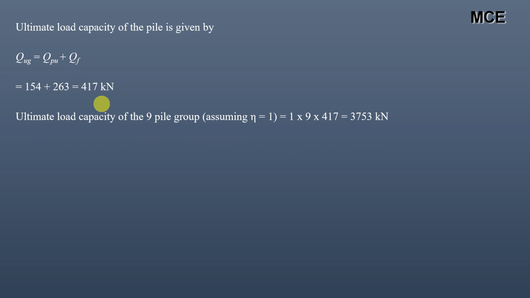But in our case, we have been given the spacing of 900 mm. When the spacing between the piles is large, then the efficiency of the pile group can be 1 or even more than 1, because in this case the pile group tends to behave like a block, or an equivalent single pile circumscribing all the piles in the group. So we will assume that the efficiency of this pile group is 1. So the ultimate load capacity of this 9 pile group will be 1 into 9 into 417, which is 3753 kilonewton.